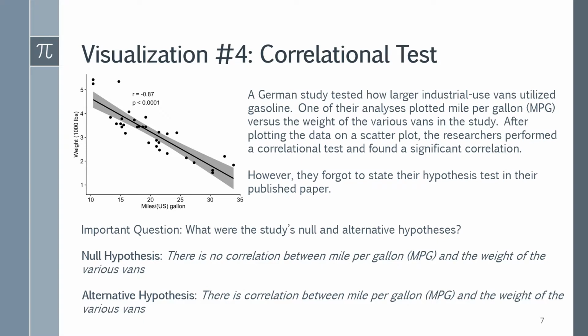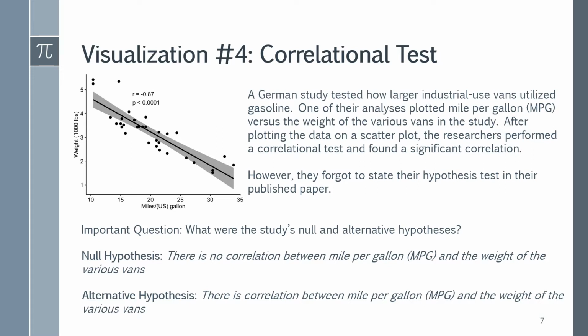Visualization number 4, correlational test. A German study tested how larger industrial use vans utilize gasoline. One of the analyses plotted miles per gallon, MPG, versus the weight of the various vans in the study. After plotting the data on a scatter plot, the researchers performed a correlational test and found a significant correlation. However, they forgot to state their hypothesis test in their published paper.